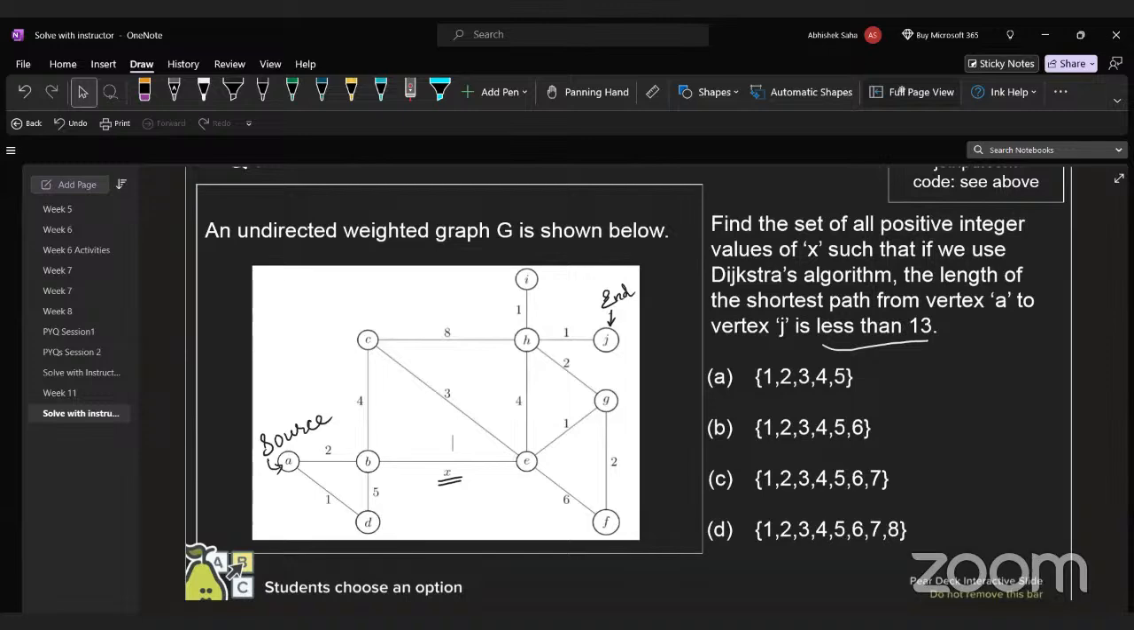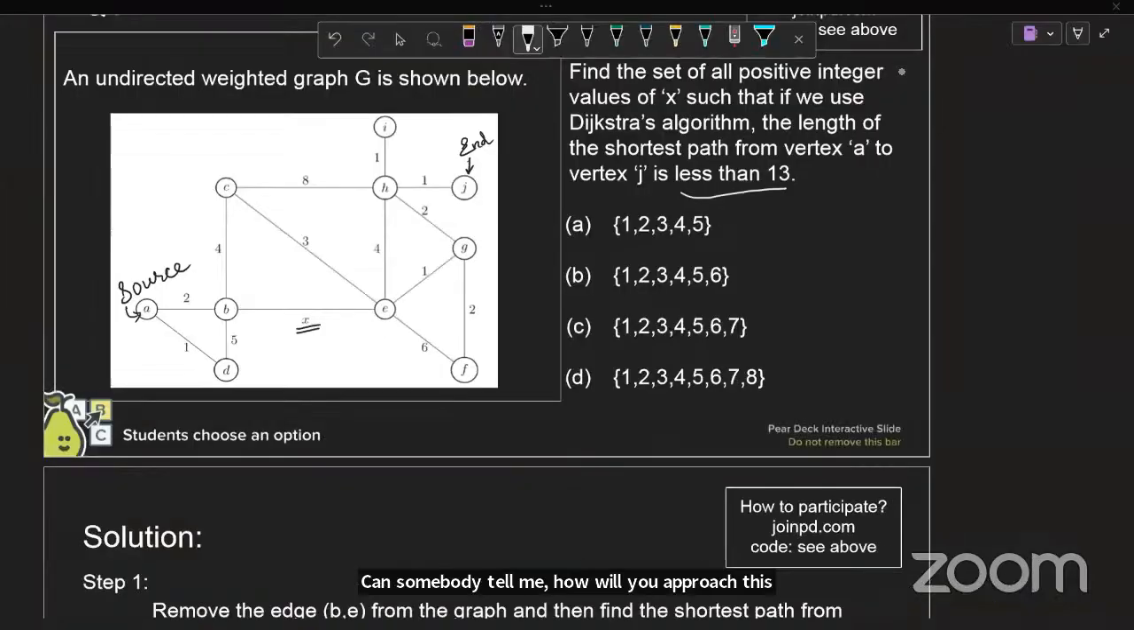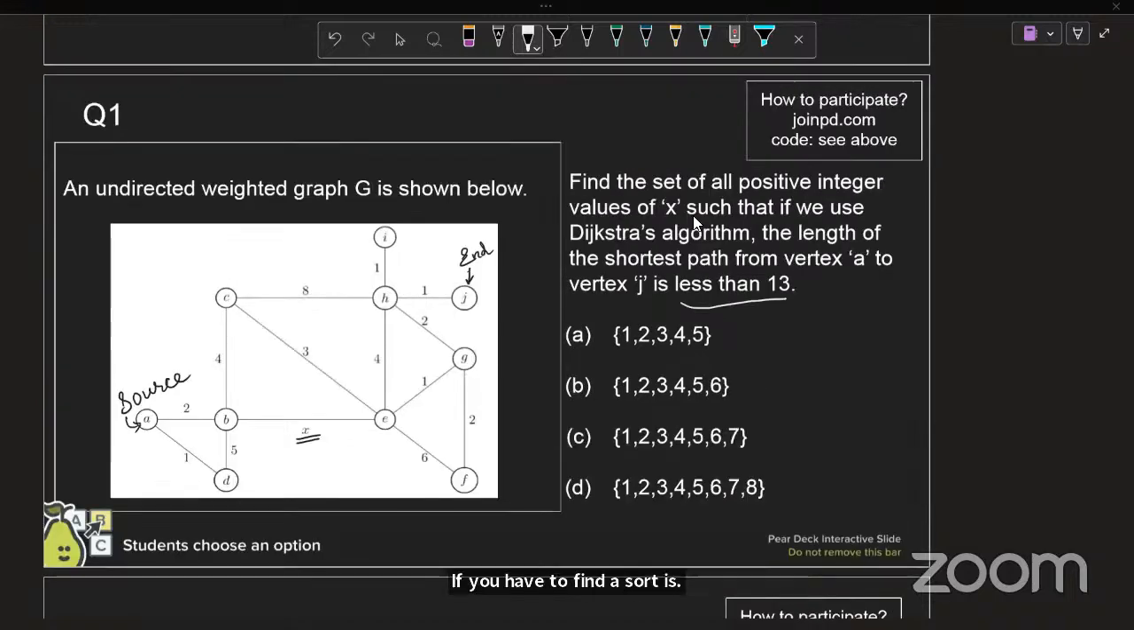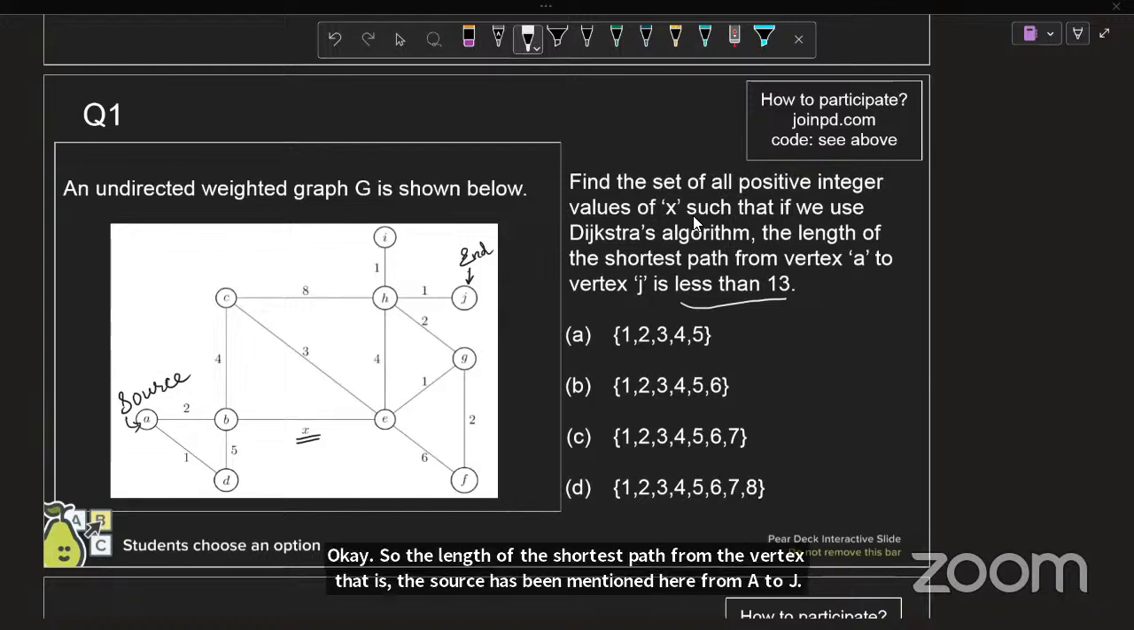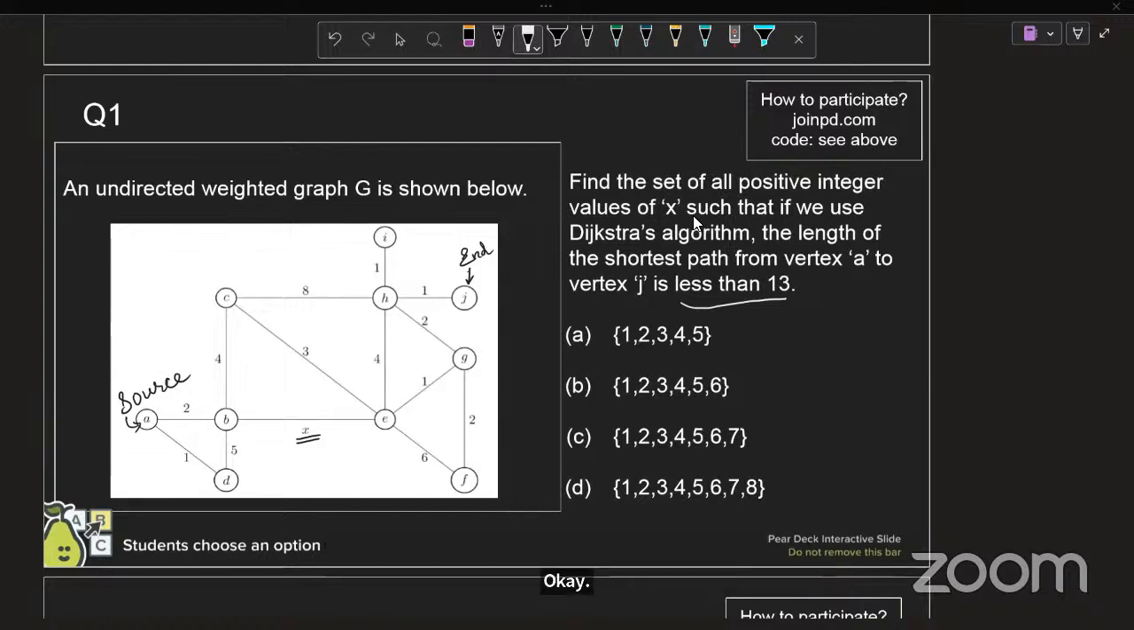Can somebody tell me how you will approach this question? If you have to find the shortest, what has been asked? The length of the shortest path from the vertex, the source has been mentioned here, from A to J. The length of the shortest path from A to J has been given, that is less than 13. And then you have to find the value of X. Okay, somebody is saying B. So how did you approach? Can you tell me the approach? How will you start and solve this question?